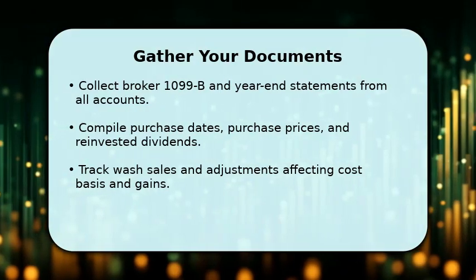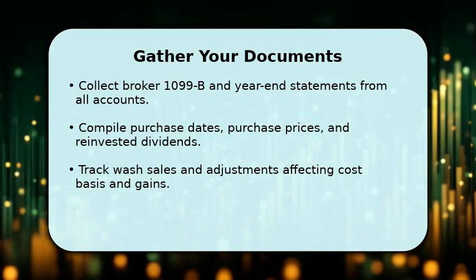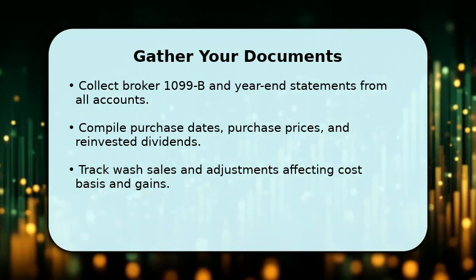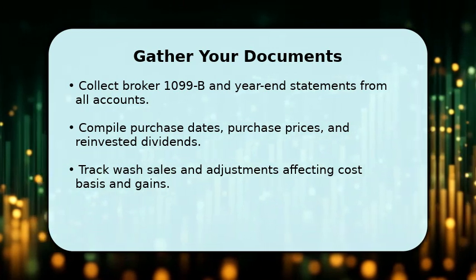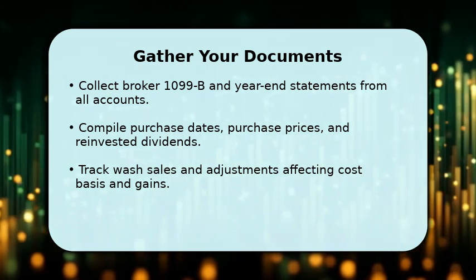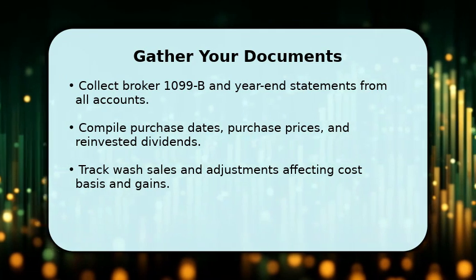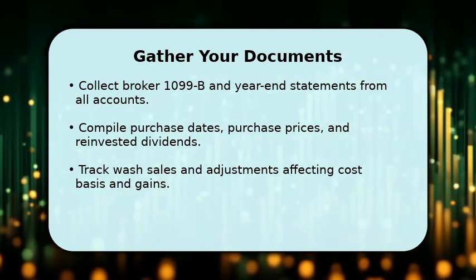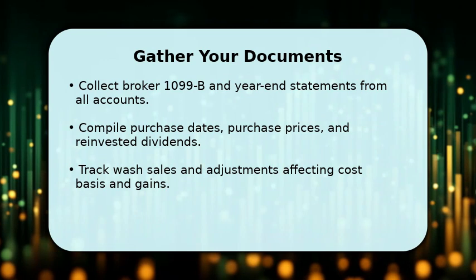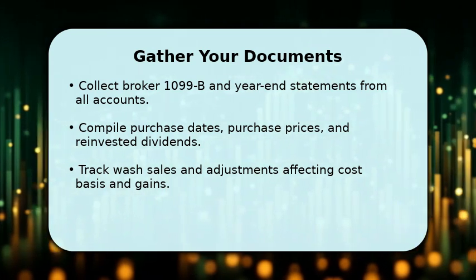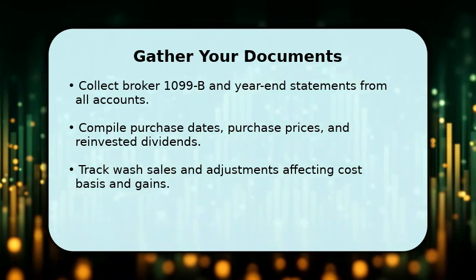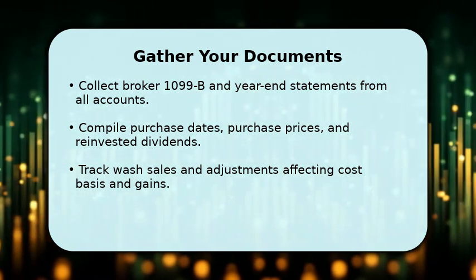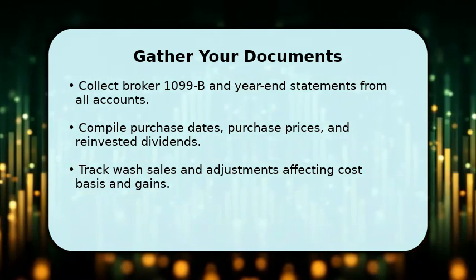Begin by collecting every broker statement, trade confirmation, and account summary so nothing is missed. Organize purchases by lot to determine specific cost basis, and note any reinvested dividends that affect basis. Flag wash sales and any corrections from brokers that change tax treatment. Use spreadsheets or tax software to consolidate totals and identify short-term versus long-term transactions before moving on to form entry.